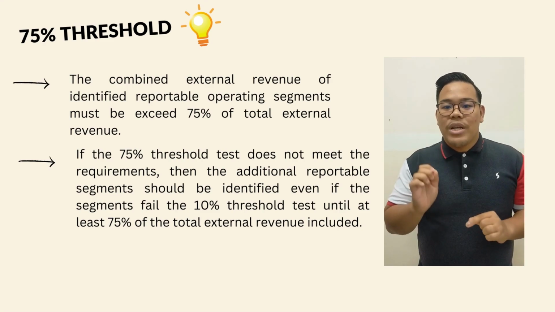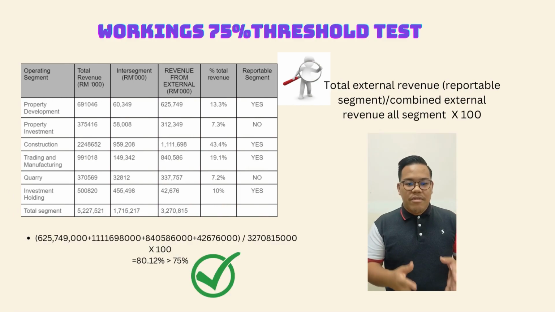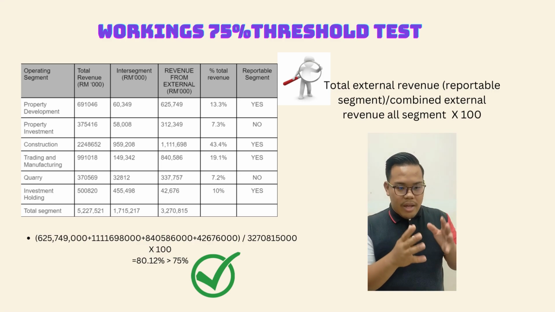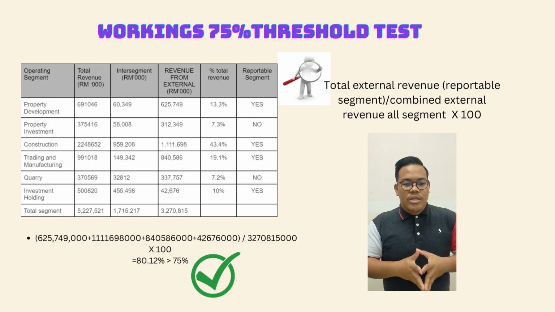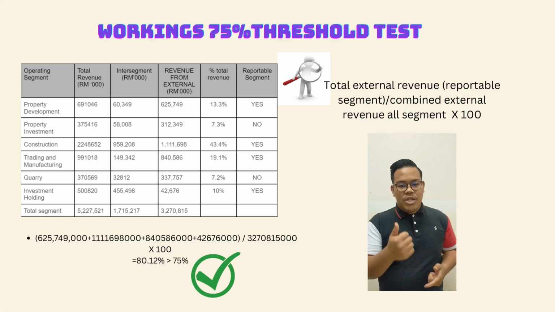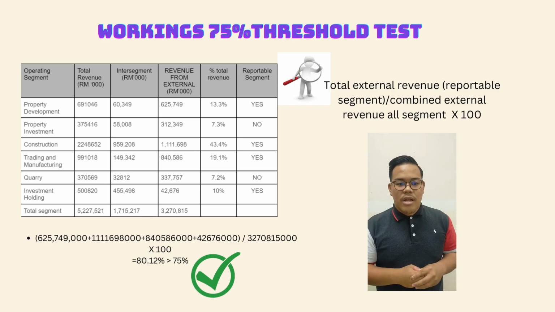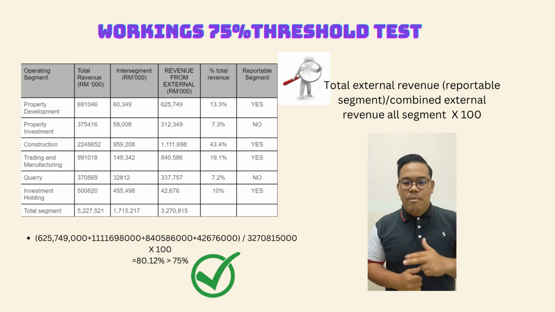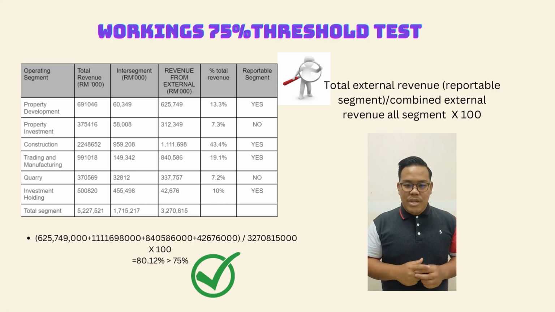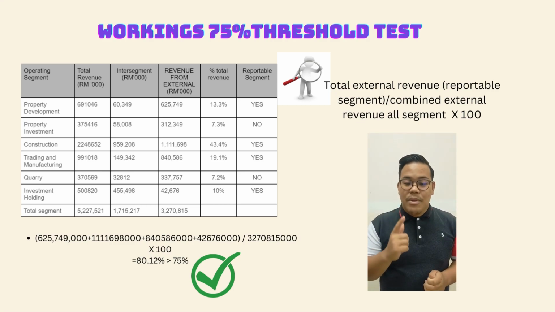So now we look at the working of the 75% threshold. We look at the table that I provide to you, the working of the 75% threshold test. All the 6 segments are in the table, which are property development, property investment, construction, trading and manufacturing, quarry and investment holding. From that, we have 4 reportable segments and 2 non-reportable segments. Property development, construction, trading and manufacturing, and investment holding are reportable segments. Meanwhile, property investment and quarry are non-reportable segments.